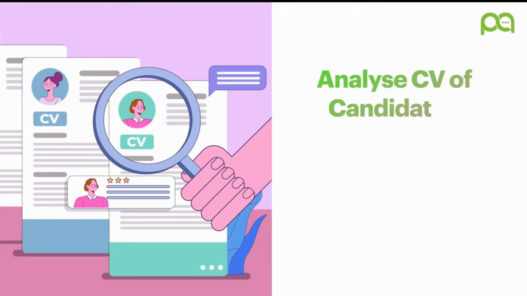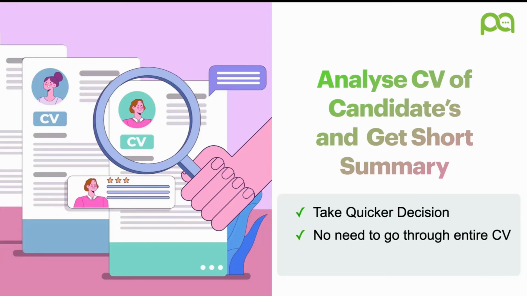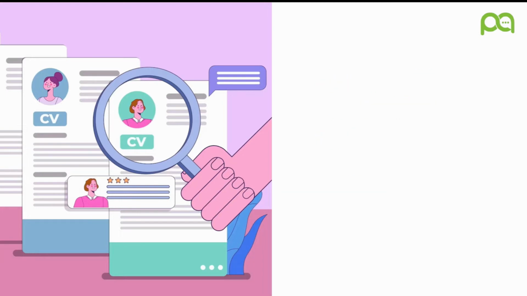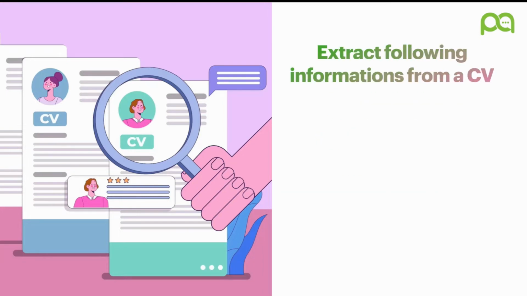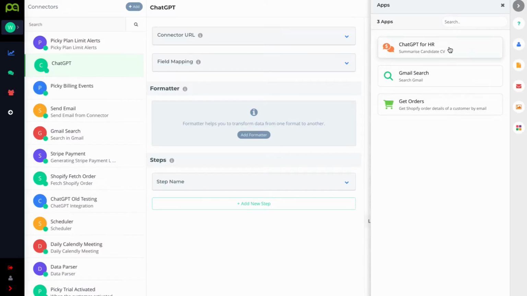Let's assume that an HR would like to analyze the candidate's CV and get a short summary of their CV for a quicker decision without going through the entire CV manually. For instance, an HR can extract the following information from the CV: employment history, education background, skill match, or any other information required to analyze and extract from the CV. Let's see how it works.